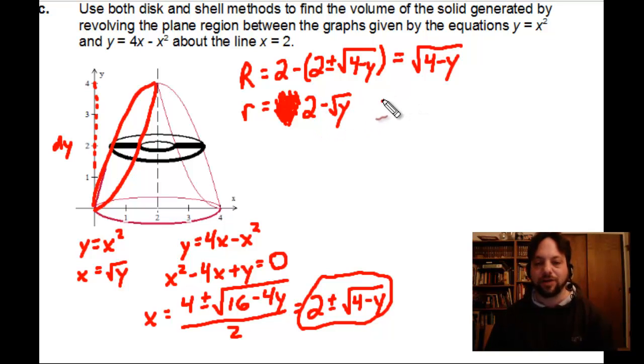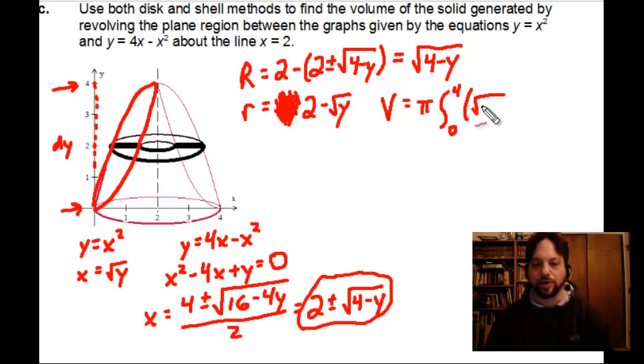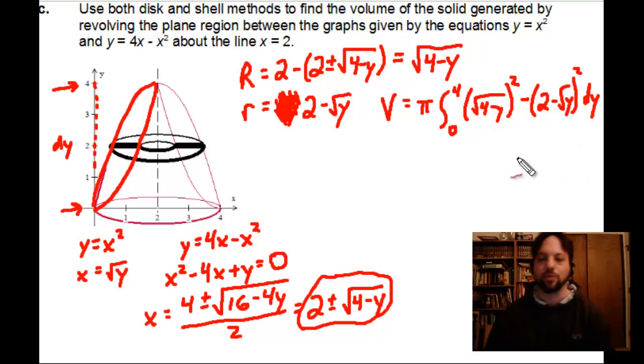If I want to set up my volume formula, my volume is simply going to be pi. I'm going to start at 0 and proceed up to 4 with my disks. So I'll go pi from 0 to 4. My outer radius squared, which will be the square root of 4 minus y squared, subtracted by my inner radius squared. So that's 2 minus square root of y squared. And then, of course, dy.